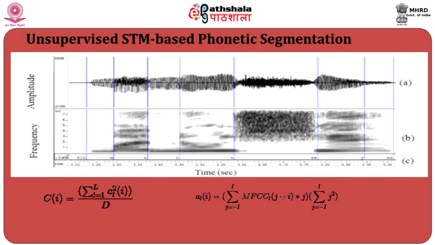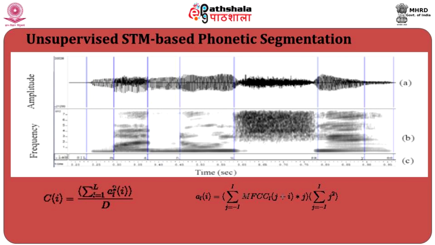The formula for which, you can see here, is: C_i, which is the STM at a given frame, equals the summation over l equals 1 to L of (a_l squared at i) whole divided by D, where D is the dimension of the spectral feature vector, which is 10 in this case, and a_l is the regression coefficient or rate of change of the spectral feature, defined as below.